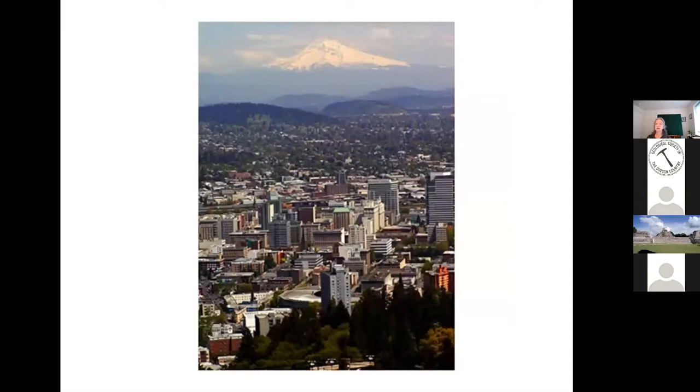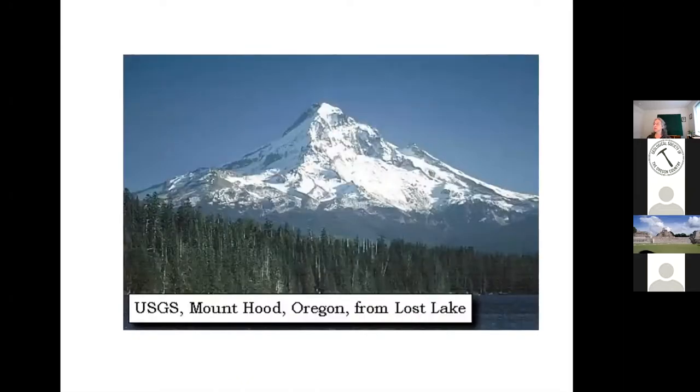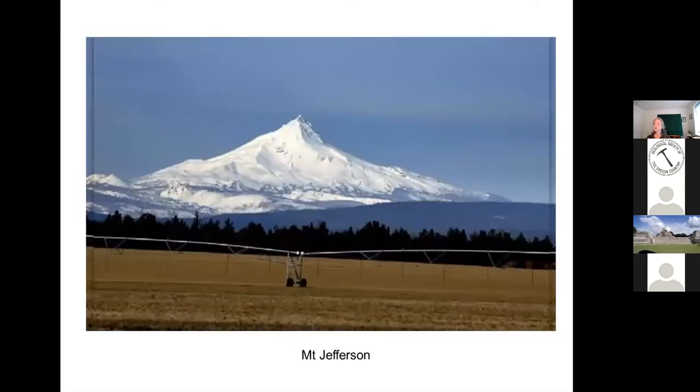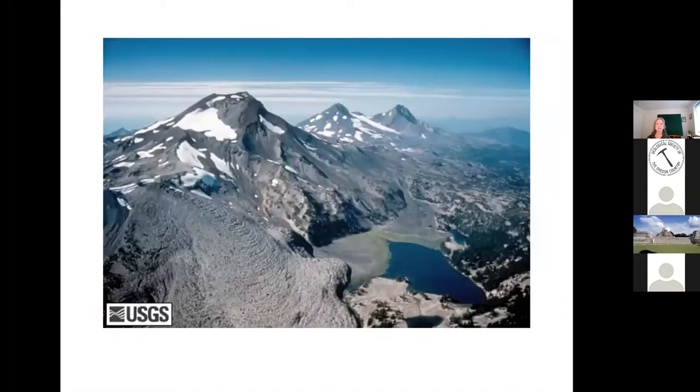But we also have Mount Hood, as you know, which is the backdrop of Portland. Many different views of Mount Hood. It's been sculpted by glaciers, and you can see that very nicely from all the different angles. It shows its face. And then we have beautiful Mount Jefferson here. It hasn't been active in a long time, but it's another one of the high Cascades, along with Three Sisters, and so forth.